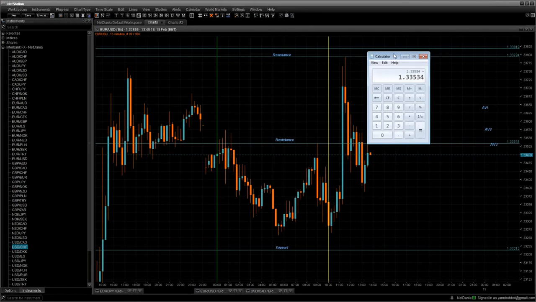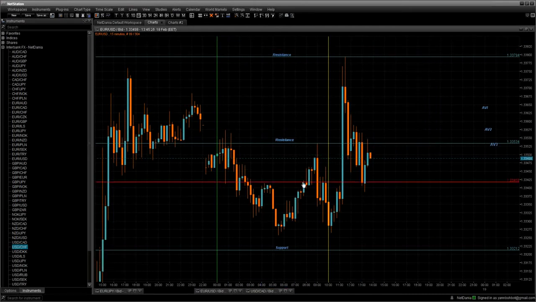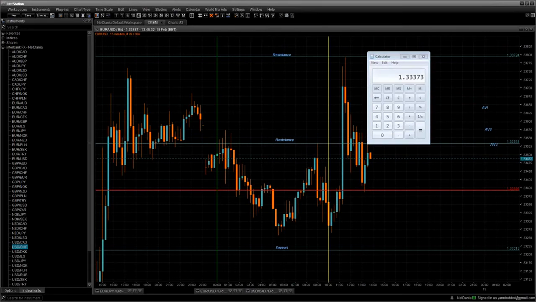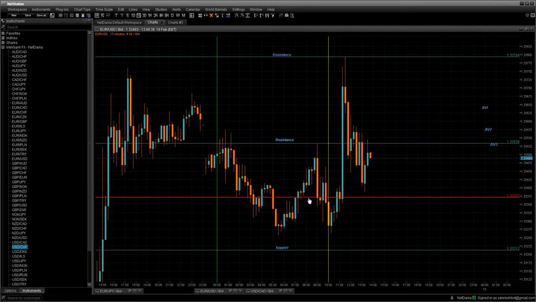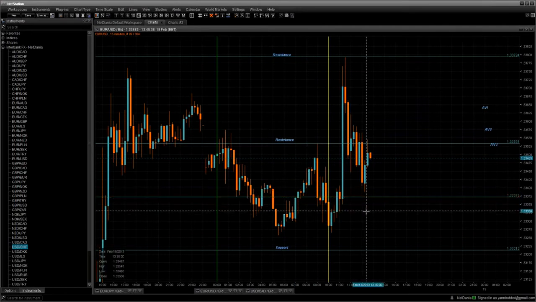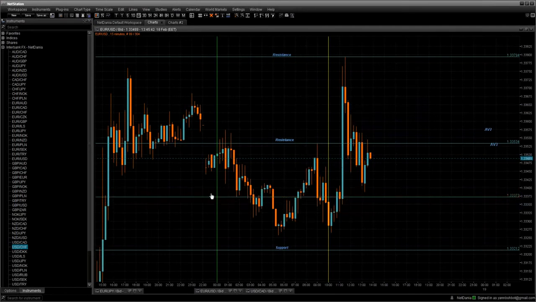1.33534, which is my resistance, plus 1.33212, divided by 2, gives 1.33373. So let's put a line here at 1.33373. There you go. It doesn't need to be very accurate.